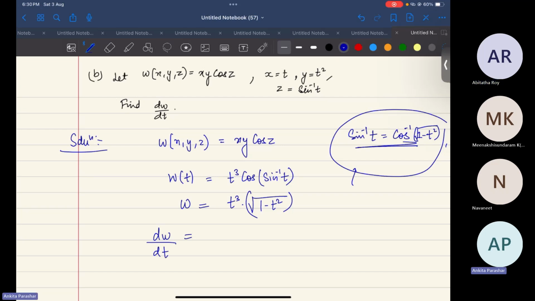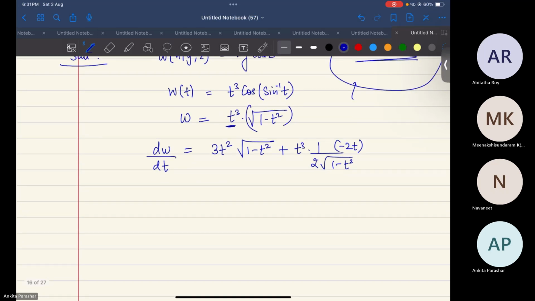If you have a product of two functions, how do you find the derivative? We use the uv rule: u dash v plus u v dash. Keep one as constant and take the derivative of the other. So 3t square into 1 minus t square, plus t cube into 1 by 2 under root 1 minus t square, and then minus 2t. So 3t square into 1 minus t square minus t to the power 4 by 1 minus t square.